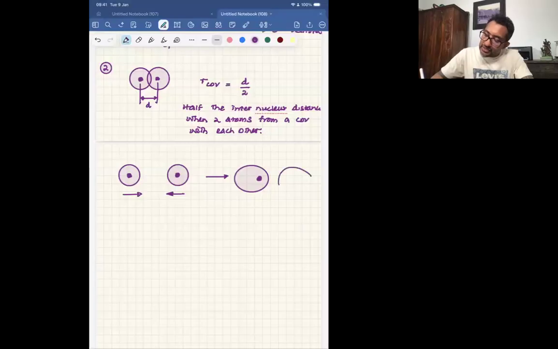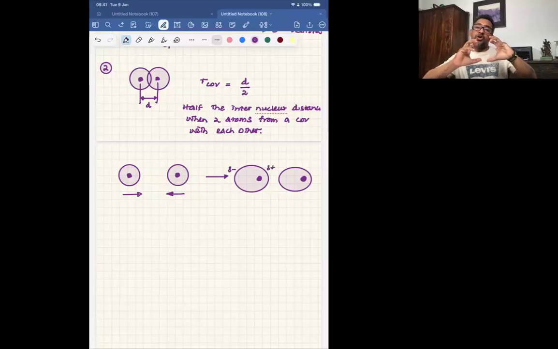The electron cloud is deformed like this. And this becomes delta minus. This becomes delta plus. The side where you have a greater electron density becomes delta minus. The other side becomes delta plus.